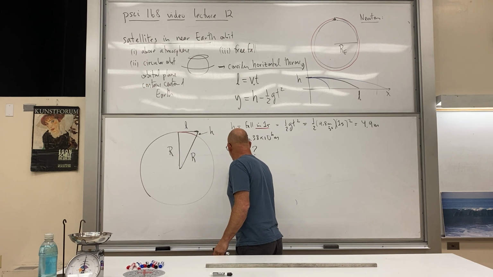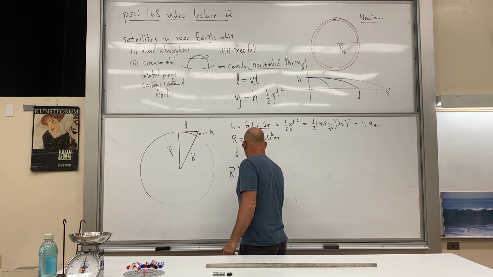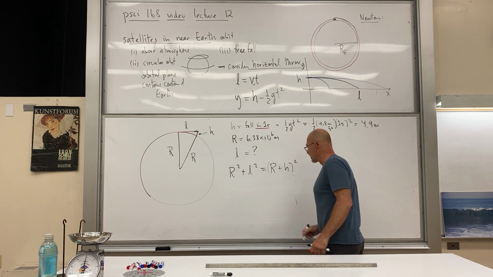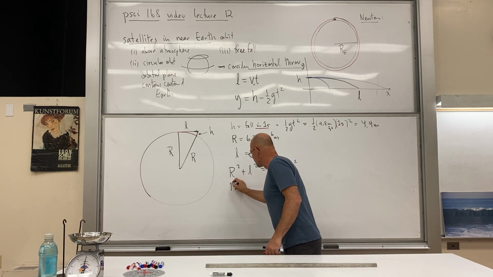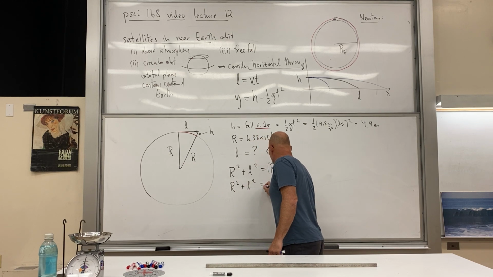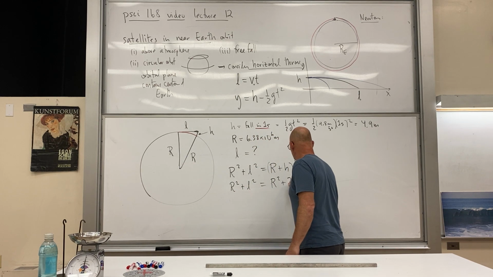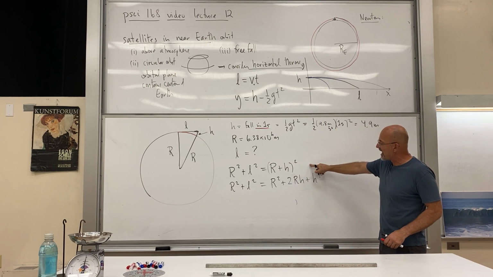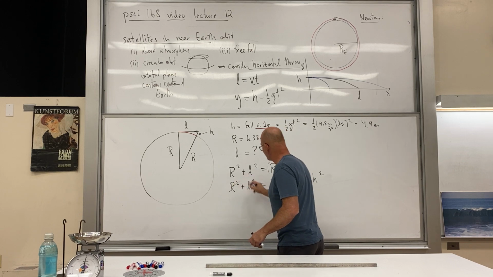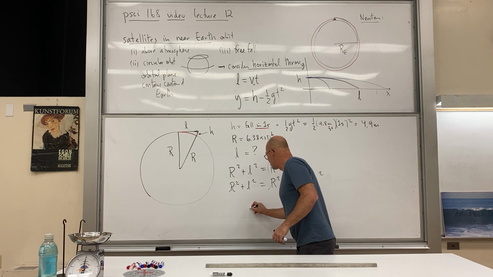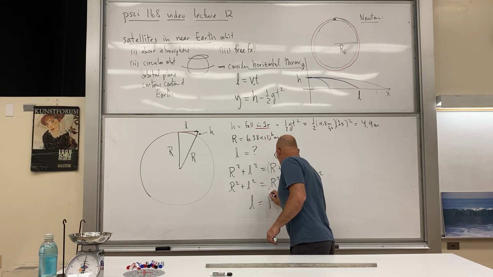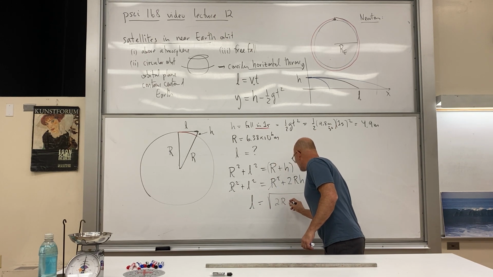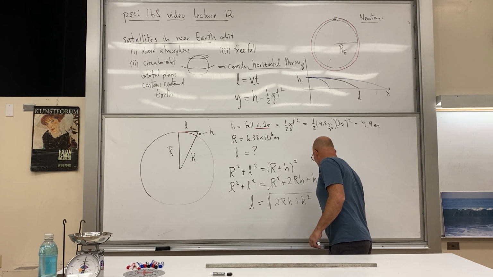So here we go. We have the Pythagorean theorem: R squared plus L squared equals R plus H, quantity squared. So we'll do a little bit of algebra. R squared plus L squared equals R squared plus 2RH plus H squared. When we expand that out, the R squareds we can drop from both sides. L is now equal to the square root of what's left, and what's left is 2RH plus H squared.